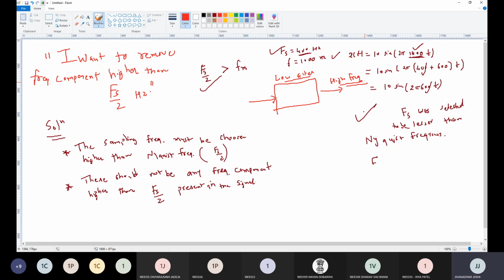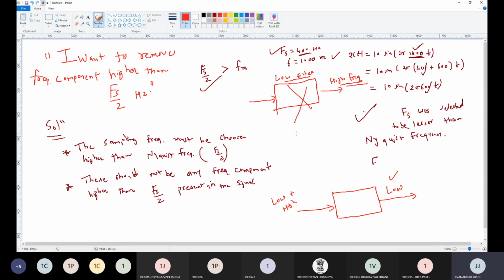Is it like so? Say yes or no. No, it's wrong. What is a low pass filter? It allows low frequency lower than the selected frequency to appear at the output. So the output will be the low frequency component. Input will be the mixture of low and high. So high will be suppressed over here and low will be allowed, lower than a certain frequency, of course.